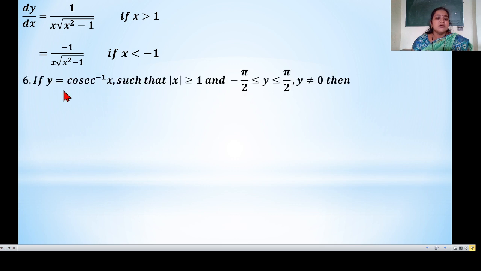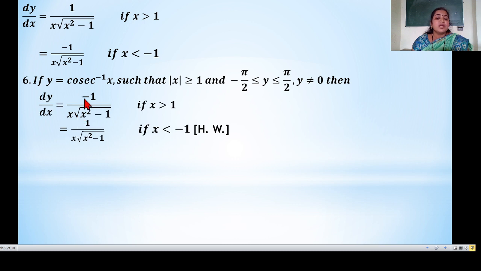Now next we see the next function. If y is equal to cosec inverse of x, such that mod of x is greater than or equal to 1 and minus pi by 2 is less than or equal to y is less than or equal to pi by 2, y is not equal to 0, then dy by dx is equal to minus 1 upon x square root of x square minus 1 if x is greater than 1, and is equal to 1 upon x square root of x square minus 1 if x is less than minus 1. This is similar to the previous one, so this is our homework question.